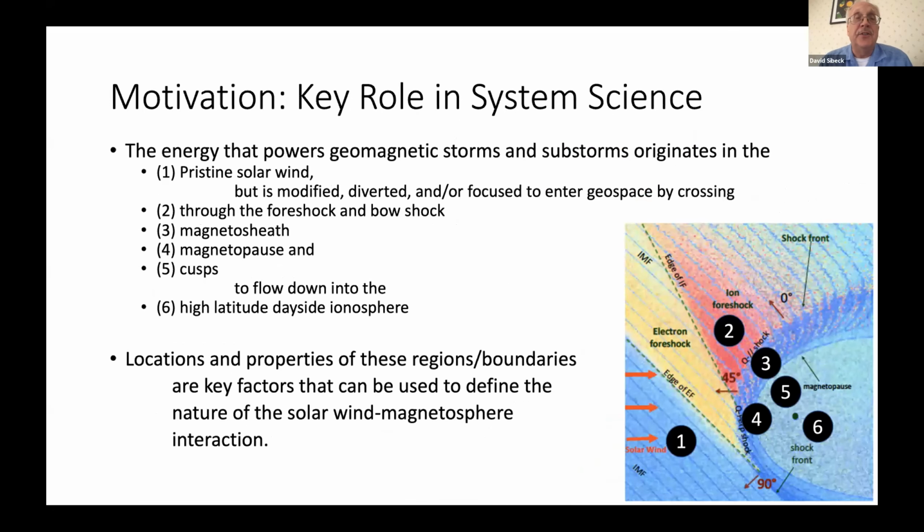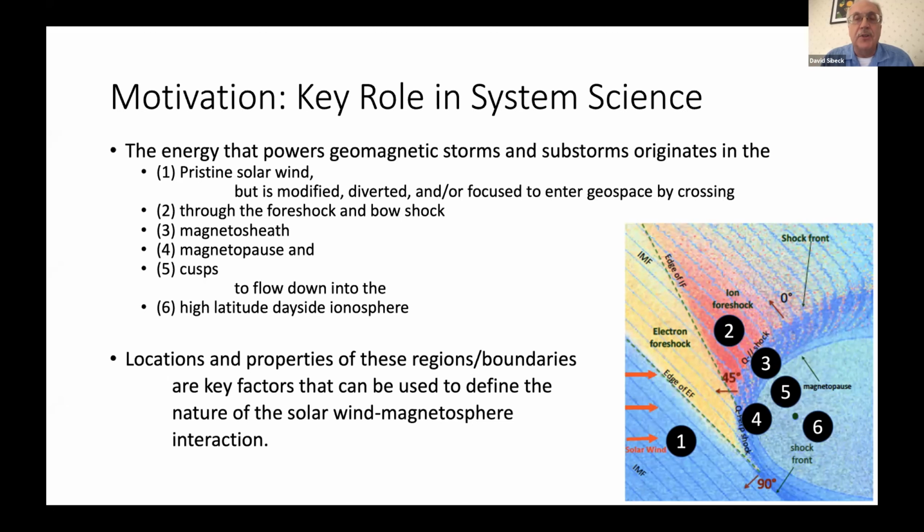Yet another reason to study dayside interactions is the key role that they play in the system science of the magnetosphere. The energy that powers geomagnetic storms and substorms, big space weather effects, originates in the pristine solar wind, but is modified, diverted, and focused to enter geospace by crossing through the foreshock and bow shock, passing through the magnetosheath, entering somewhere across the magnetopause and down into the cusps, and flowing all the way down to the high latitude dayside ionosphere.